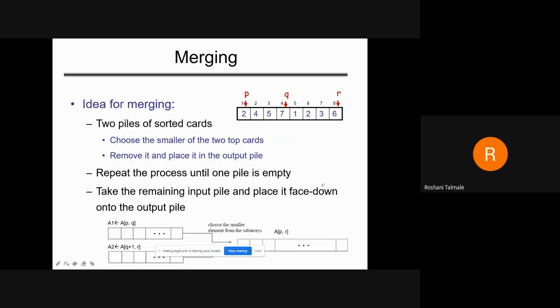Again, the same idea they have explained over here. Idea for merging: choose the smaller of the two top cards, remove it and place it in the output file. Repeat the process until one pile is empty. It means it is very simple. In some different language they have put it, but first we have to sort, for example, if I am taking 2 to 7, first I will completely sort this. Repeat the process until one pile is empty, and then in the other case I will use this as the input. And take the remaining input pile and place it face down onto the output file.